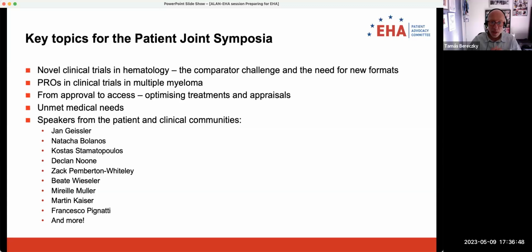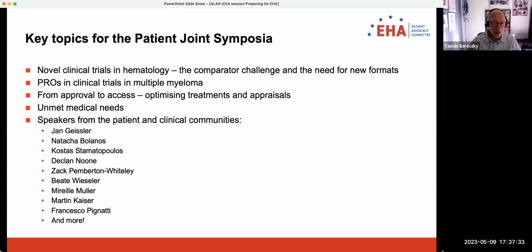These are the key topics for this year's patient joint symposia. So, novel clinical trials in hematology: what about comparators, and what about new formats in the clinical trials? Again, a conversation that has been ongoing for quite some time now, and which is particularly relevant in rare diseases, and a good number of hematological malignancies are still rare. So it's important to understand what we do with novel approaches in clinical trials.